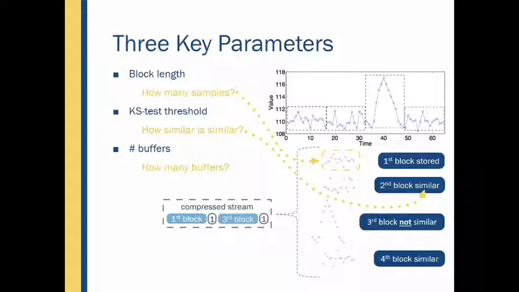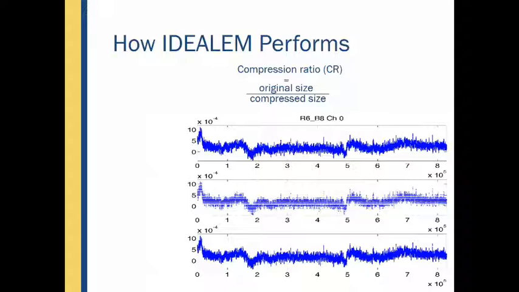So yeah, I want to show you some initial results. Compression ratio is normally defined by this metric: you divide original size by compressed size. So a higher compression ratio means that you can actually compress a lot. Your encoded data stream size is really small compared to the original size. So the higher, the better.